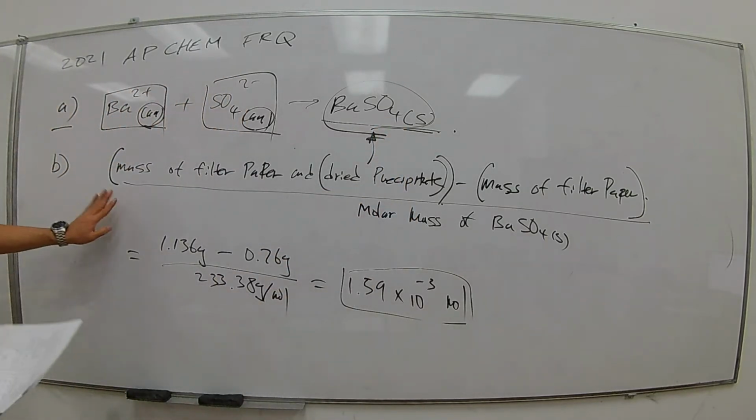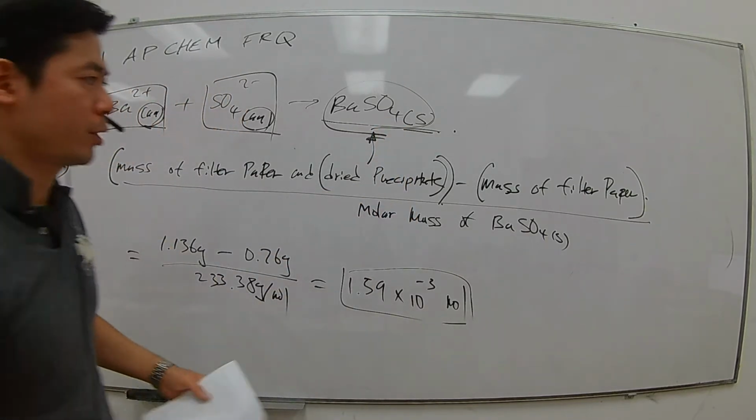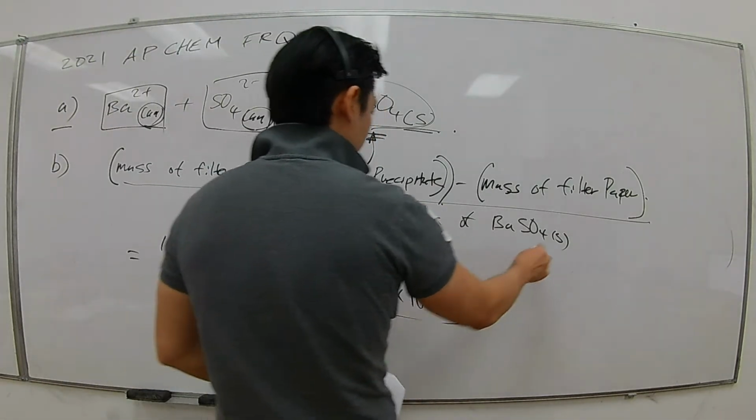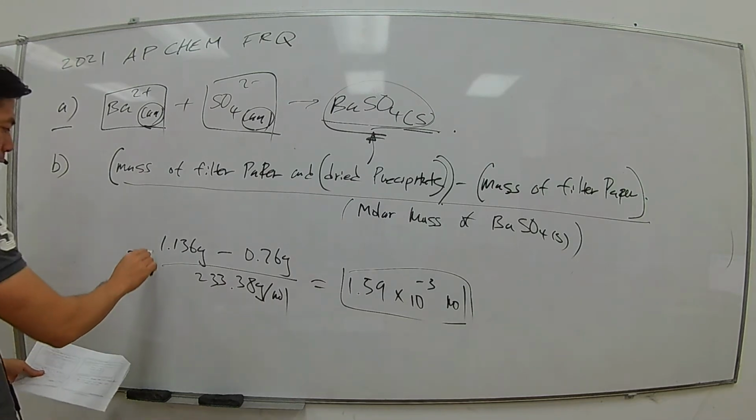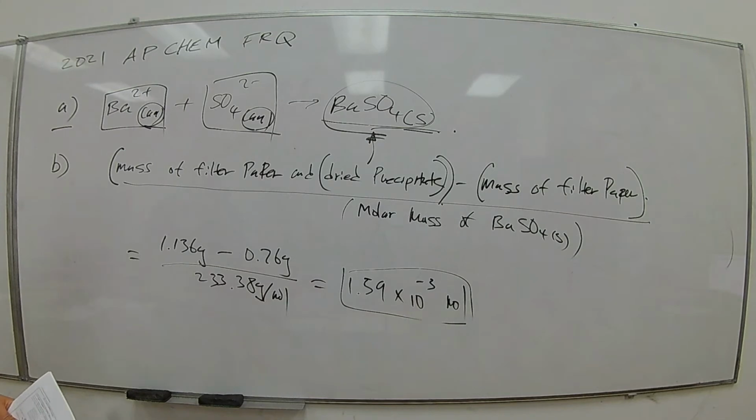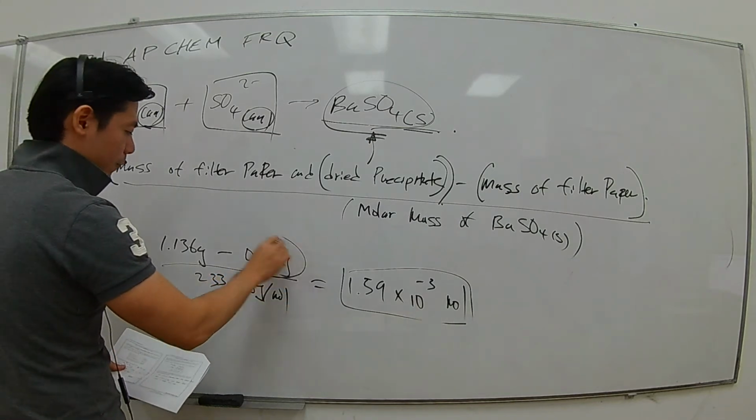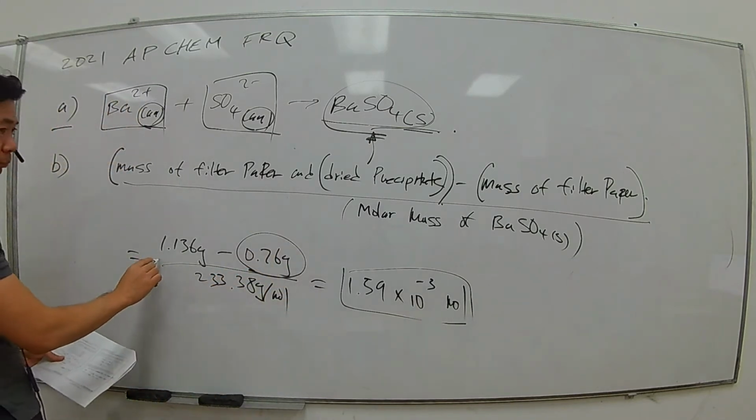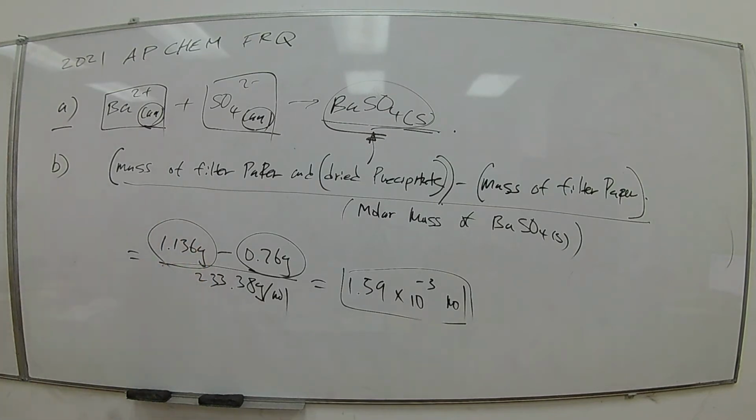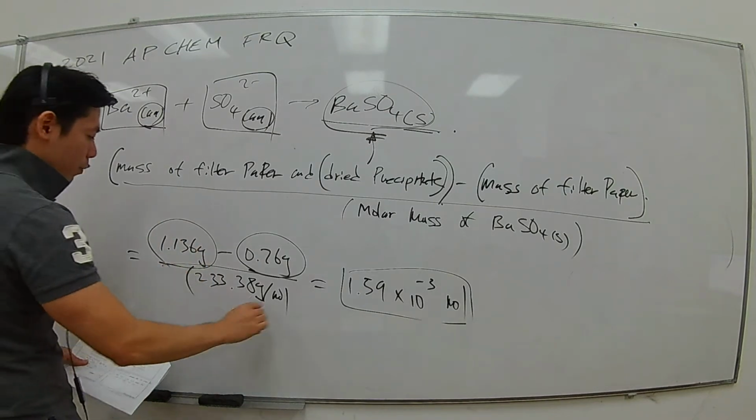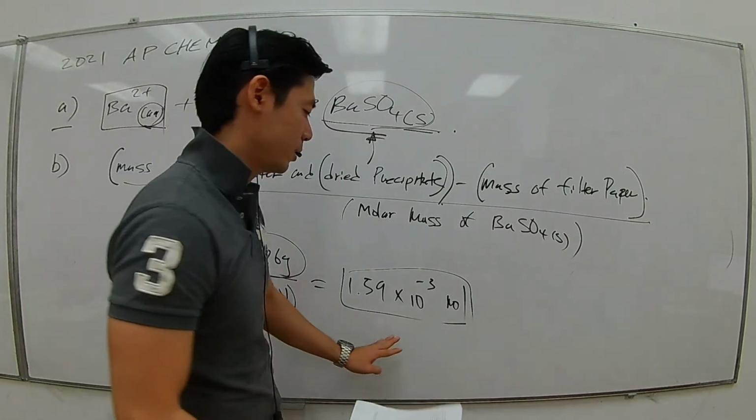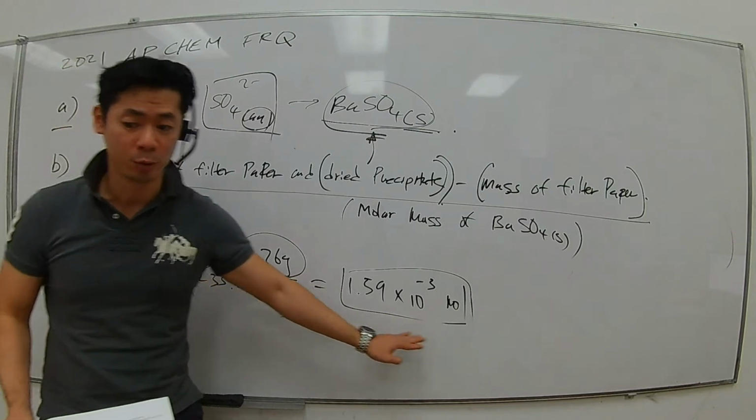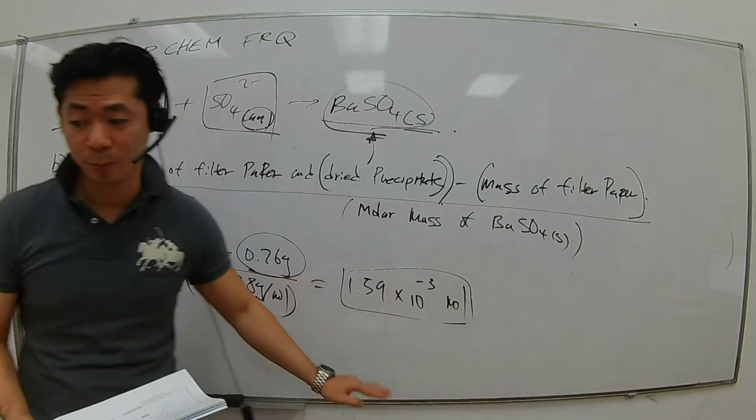Basically the data is there, so you just subtract the mass of the filter paper and divide by the molar mass of barium sulfate. Then you will get the number of moles of barium sulfate. I just put the data there, guys: 1.136 grams minus 0.76 grams. That's the mass of the dry filter paper, and 1.136 is the mass of the filter paper and dry precipitate, divided by the molar mass of barium sulfate. Then you get the answer of around 1.59 times 10 to the power of -3 moles of barium sulfate. That'll be the answer for part B.